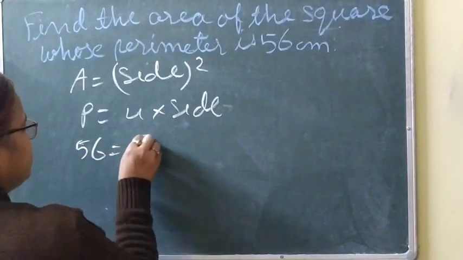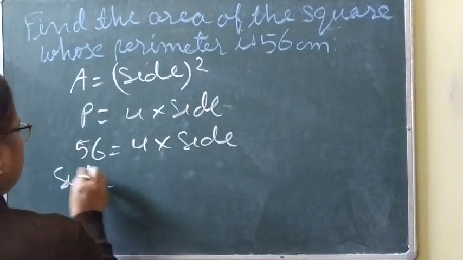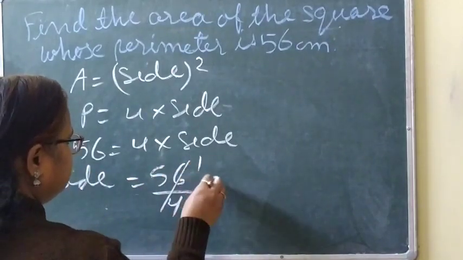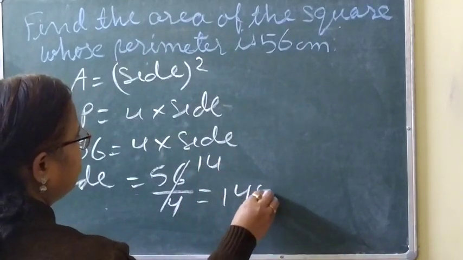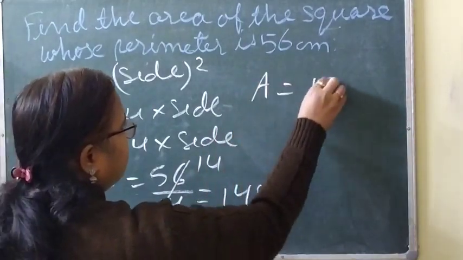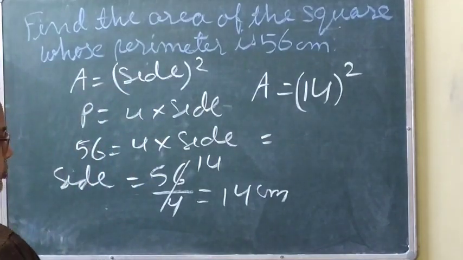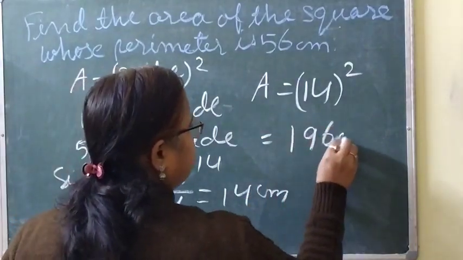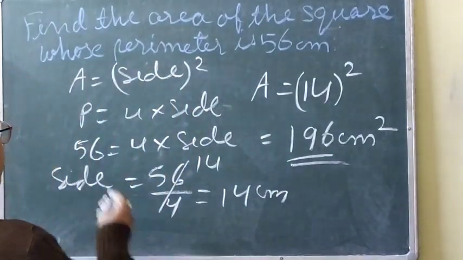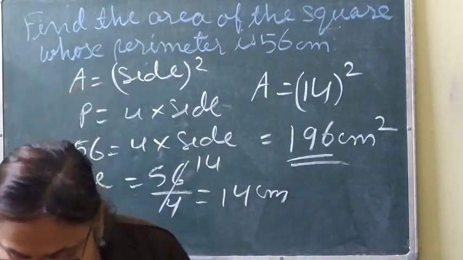So we can write 56 equals 4 into side. And so side is equal to 56 by 4, which is 14 centimeter. So side is 14 centimeter, then area will be equal to square of 14, which is 196 square centimeter, answer. This is very easy. First you find out the side and then you find out the area. Okay. Now let's do the next question.